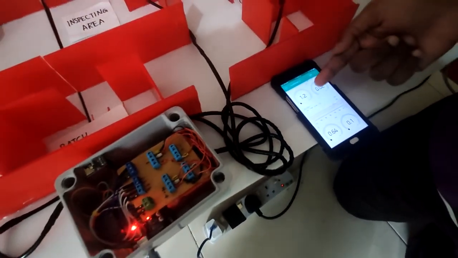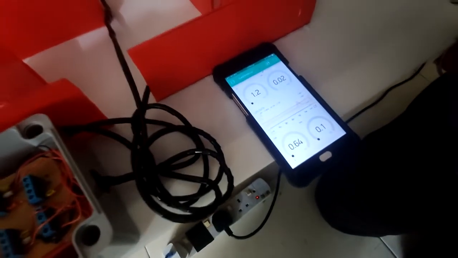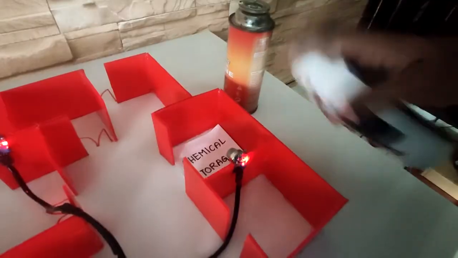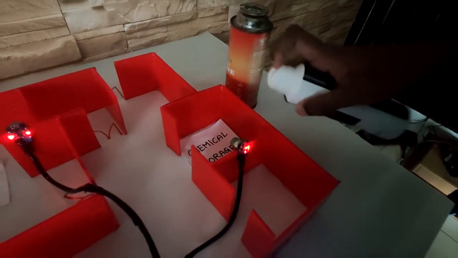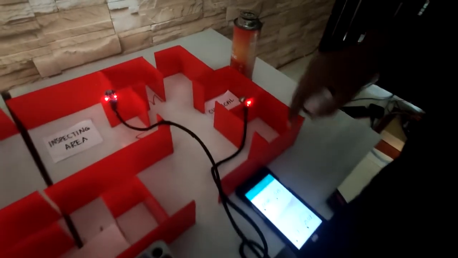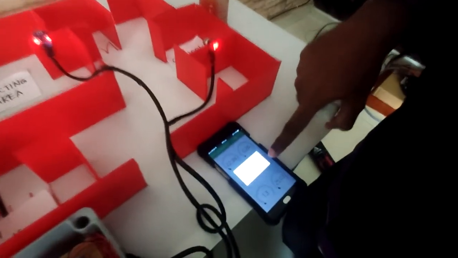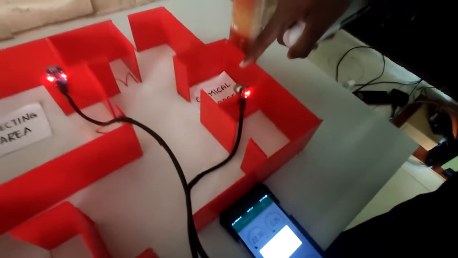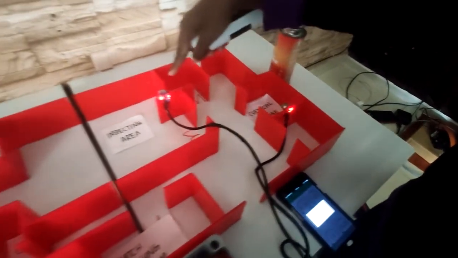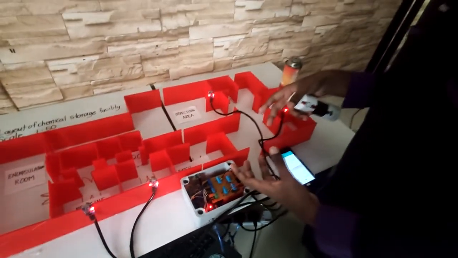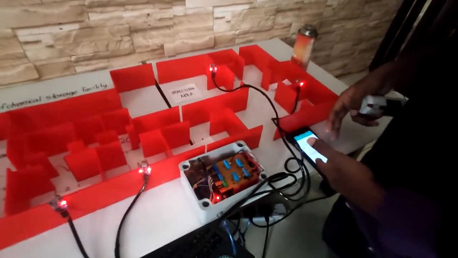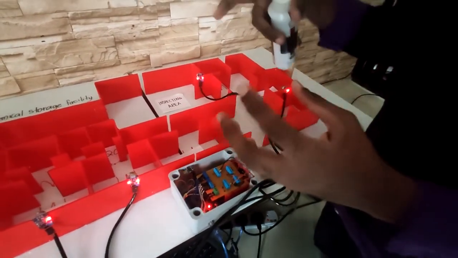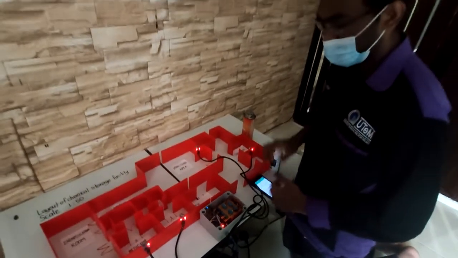As we can see, this is monitoring. So if gas is released, so if we spray this area, this will indicate our chemical storage gas leak. So this is chemical storage. So if we spray over here, with different kinds of gas, it will show us the notification where the gas is leaking. That's all for my demonstration.